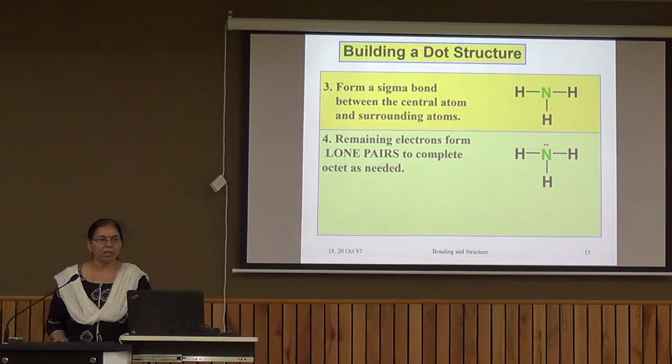Now see, 3 bond pairs or shared pairs are present, and 1 lone pair is present on nitrogen. Now see, 3 bond pairs and 1 lone pair.